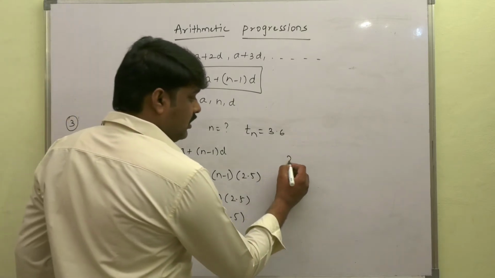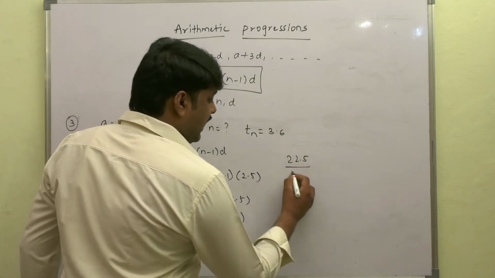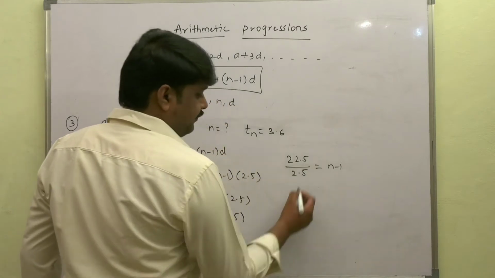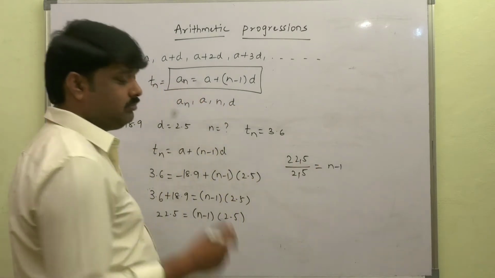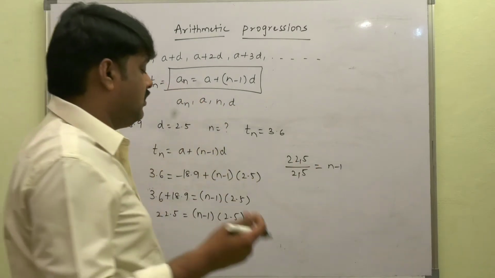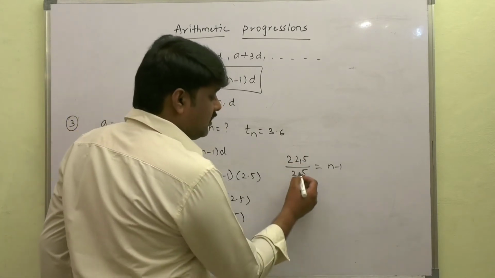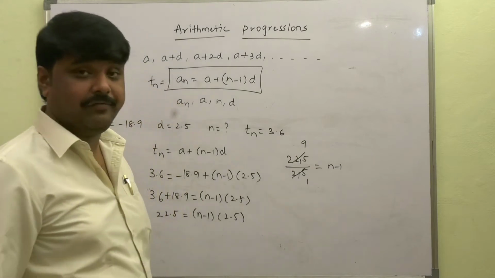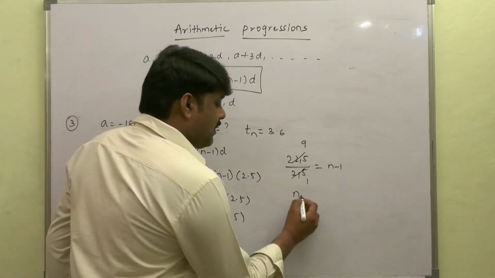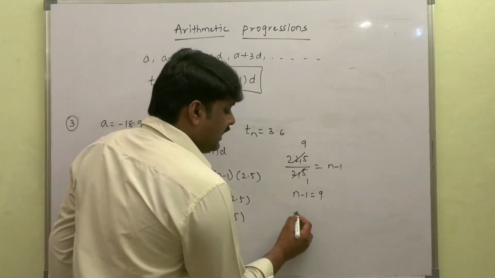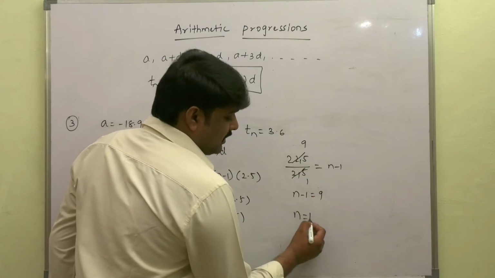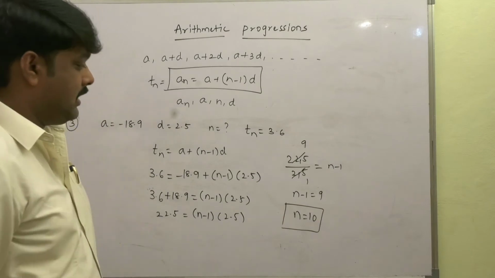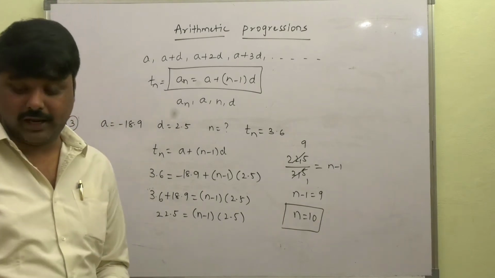22.5 by 2.5 equals to n minus 1. The decimal before one number, they got cancelled, and we know 25 ones are 25, 25 nines is 225. And n minus 1 equals to 9, and n equals to 9 plus 1, 10. We got the value of n.